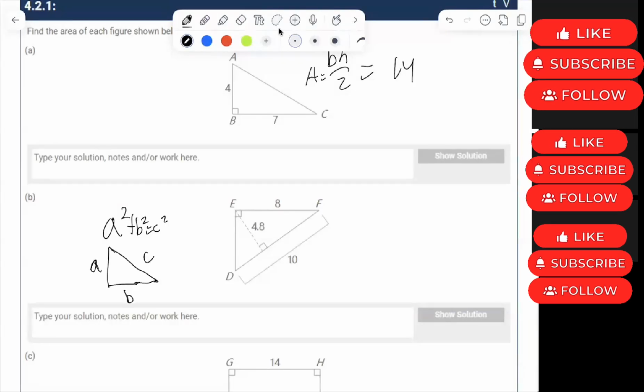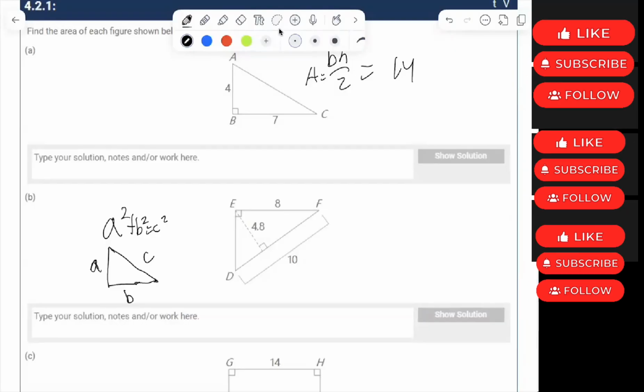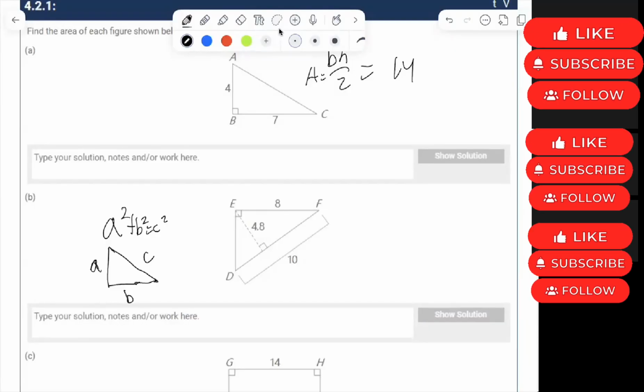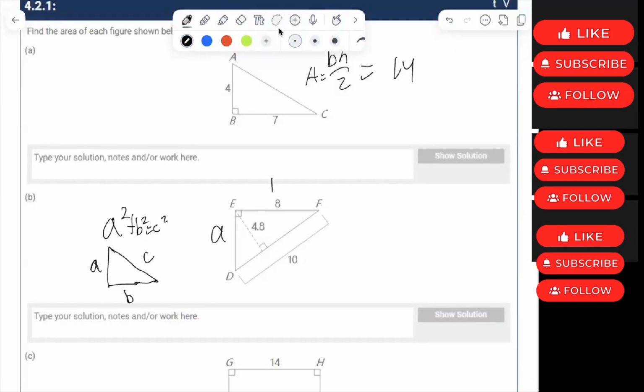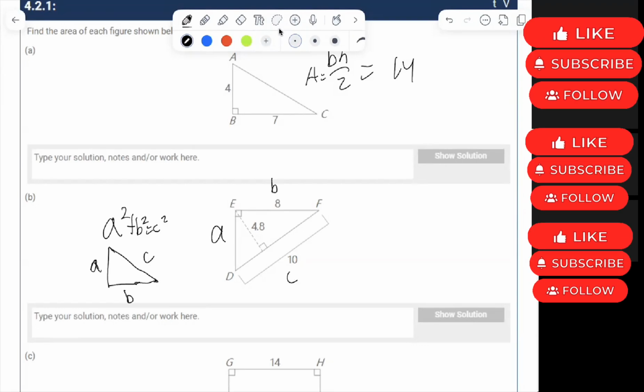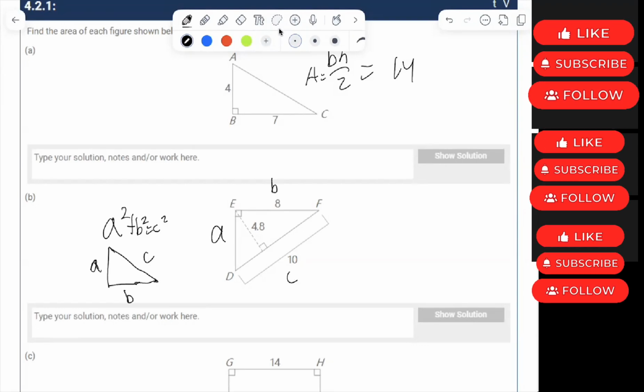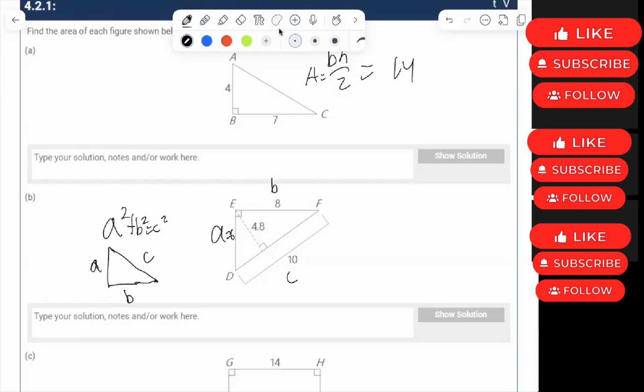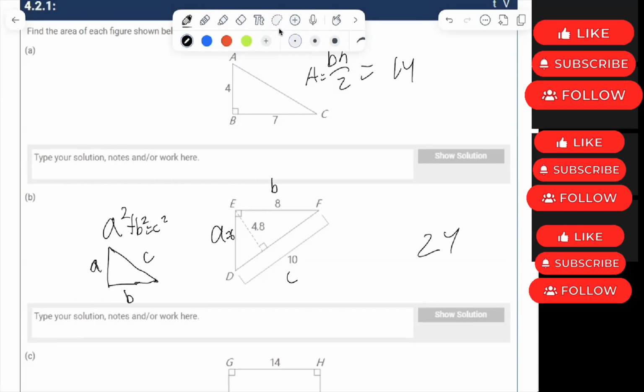In this case, we don't have a. I say that's a and that's b and that's c. We can apply the theorem, and you get a is equal to 6. And then you can find the area, which is 24, with base times height divided by 2.